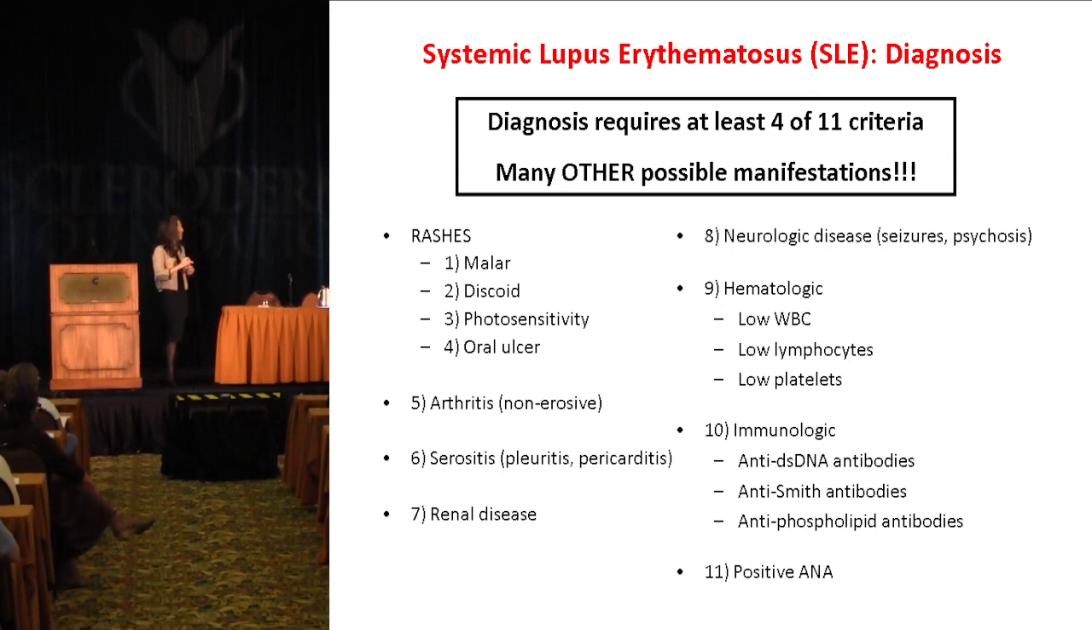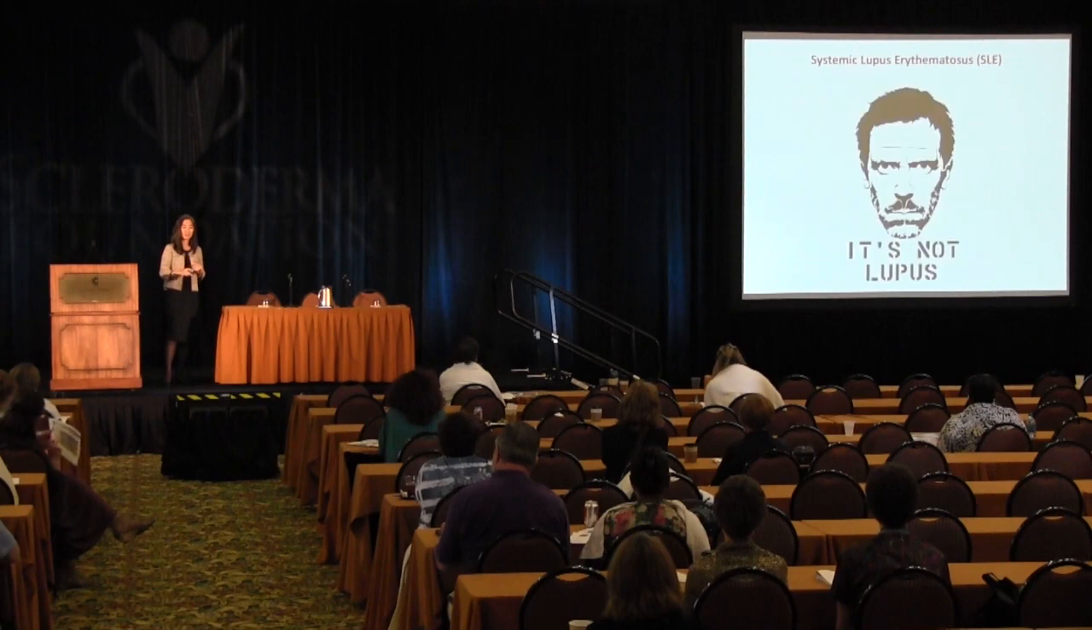And immunologic, we talked about some of these autoantibodies. So double-stranded DNA antibodies are pretty specific for lupus. Smith antibodies are also quite specific. And then there's another class of antibodies called antiphospholipid antibodies that confer increased risk for clotting. And then you need a positive ANA. So if you can fit 4 out of these 11 different criteria, then that's how you make a lupus diagnosis.